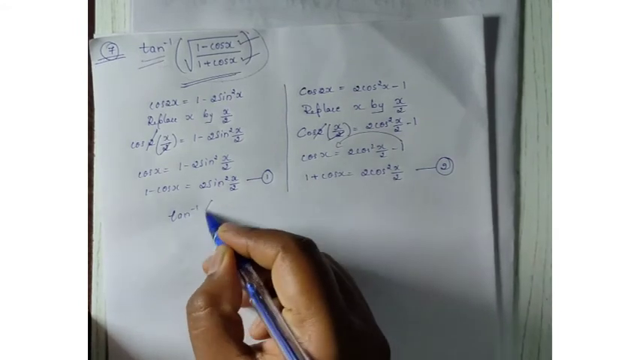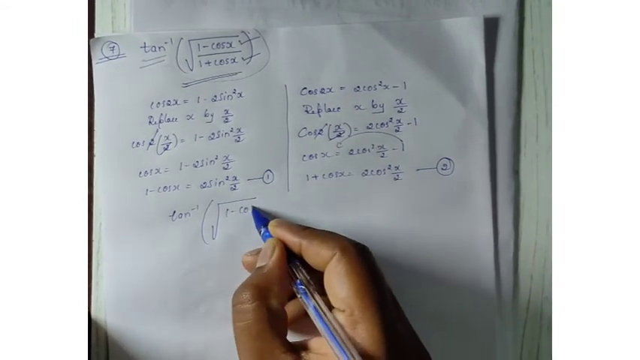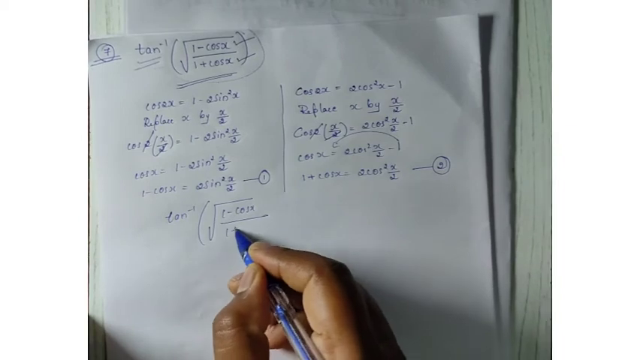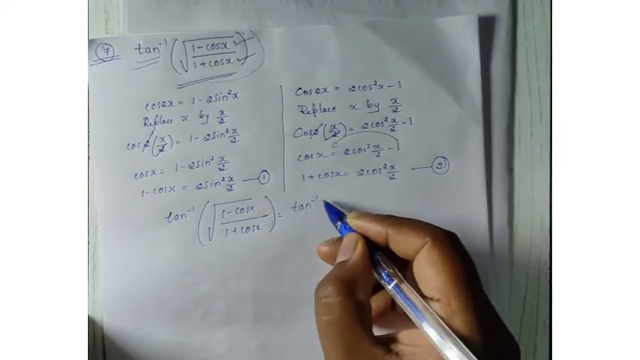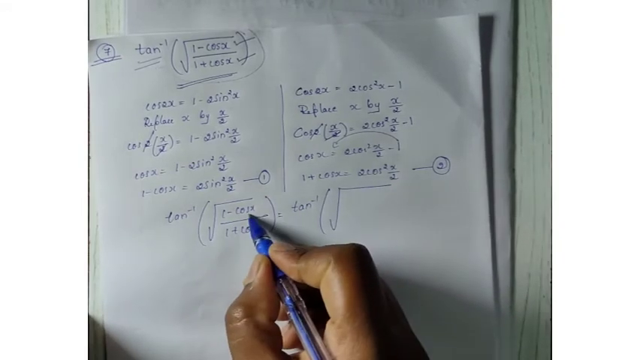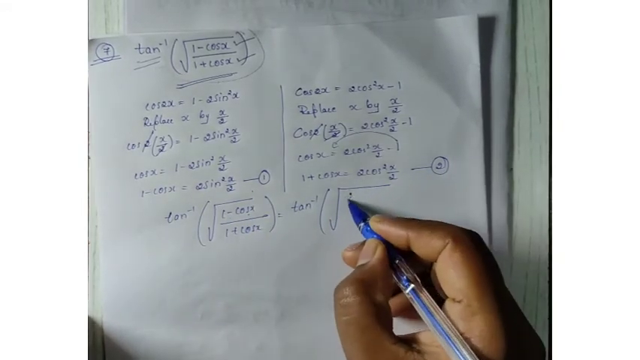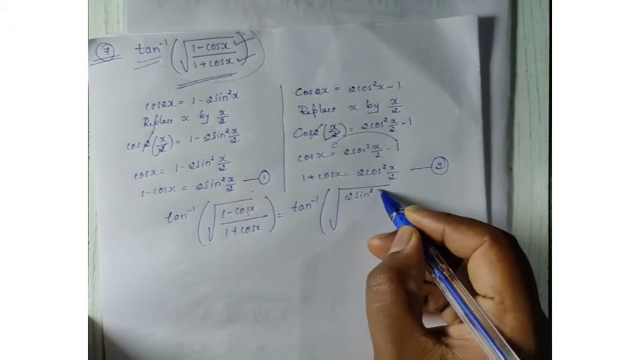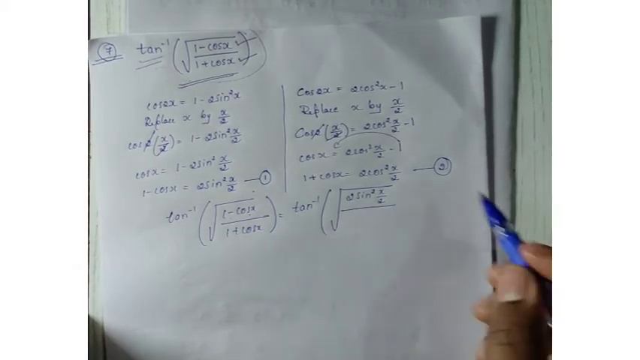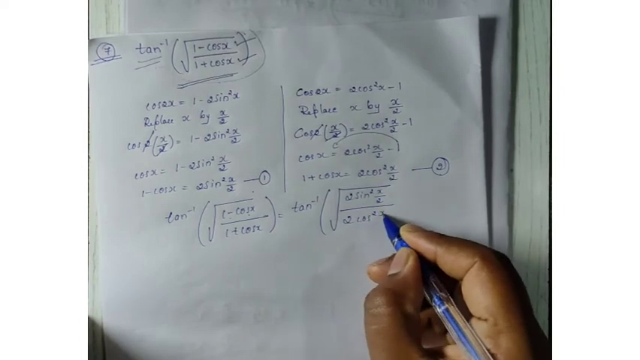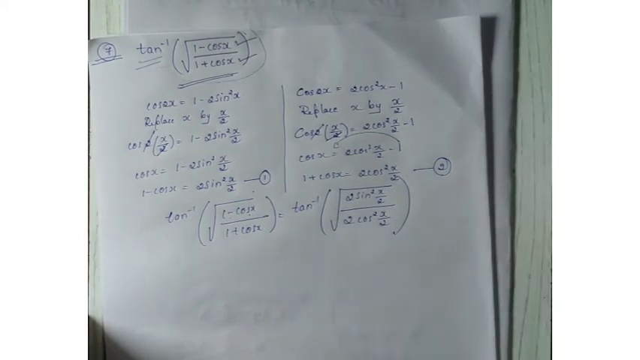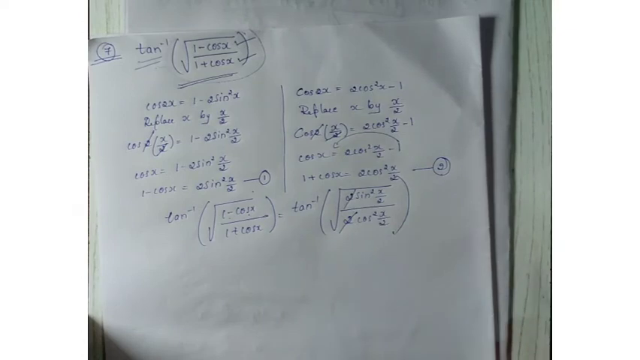Tan inverse root of (1 minus cos x) divided by (1 plus cos x) is equal to tan inverse root of: 1 minus cos x is nothing but equation number 1, that is 2 sine square x by 2. 1 plus cos x is nothing but equation number 2, that is 2 cos square x by 2, right? This 2 and this 2 get cancelled.